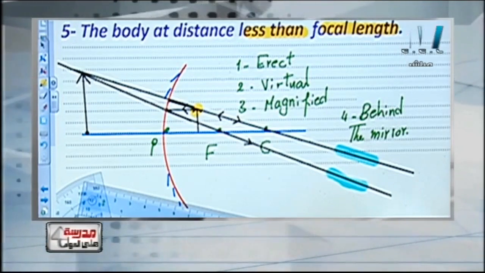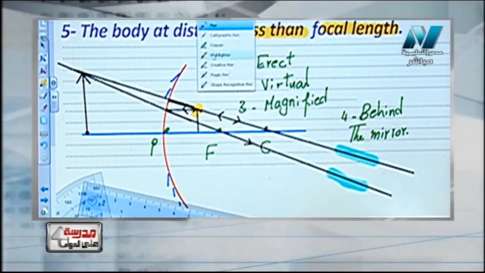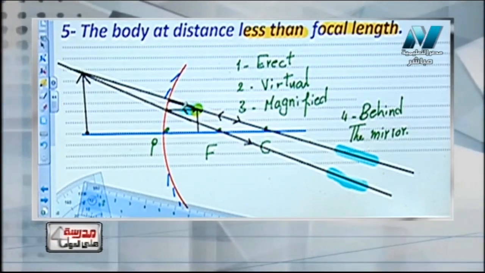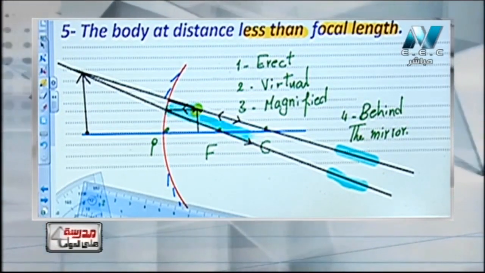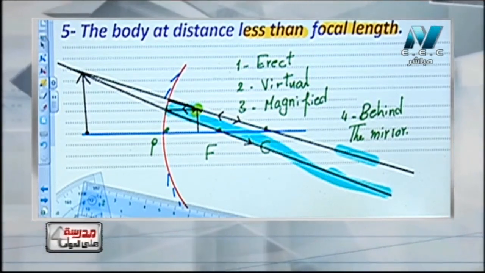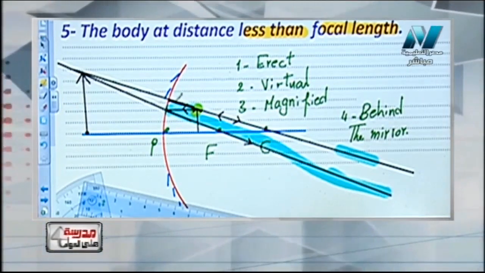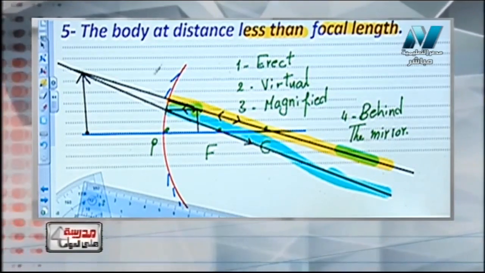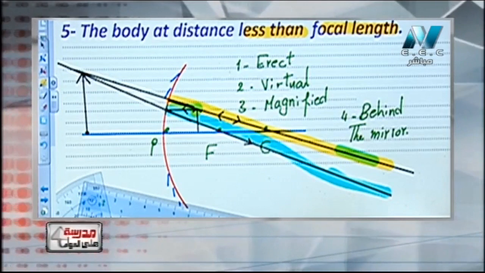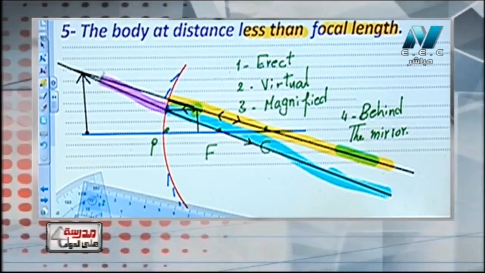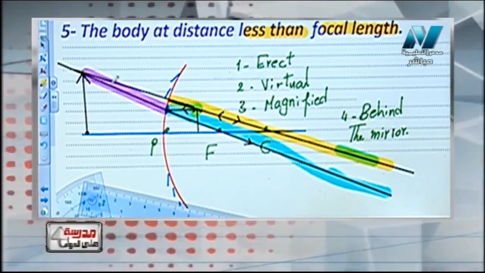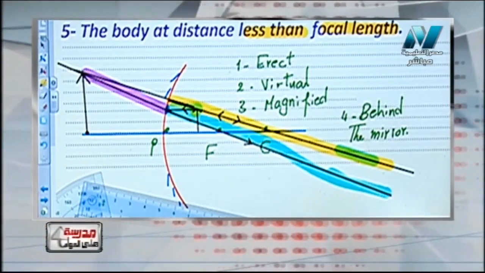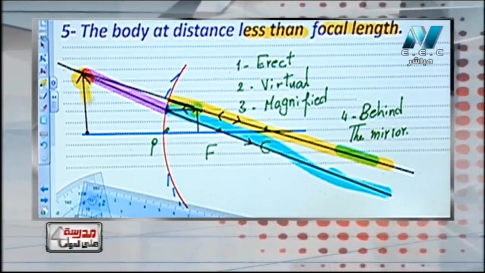So in this problem, we use what? We use rule number one, light ray falling parallel to the principal axis is reflected through the focus. And we will use rule number three, light ray passes through the center of curvature, it will reflect on itself. And then we will take extensions from both reflected rays, and at the point of intersection we have the image.